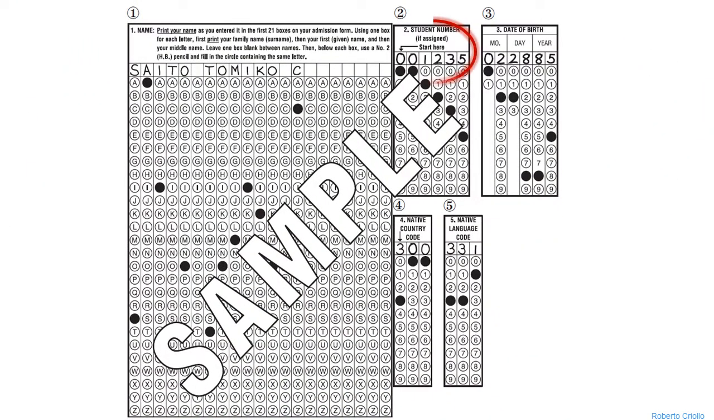Here we have some examples of nominal scales. We assign this number to the student to identify her in a specific test. We also take some information from the date of birth in order to be able to compare the performance of particular age groups. There's also the country code, right, and the native language code.